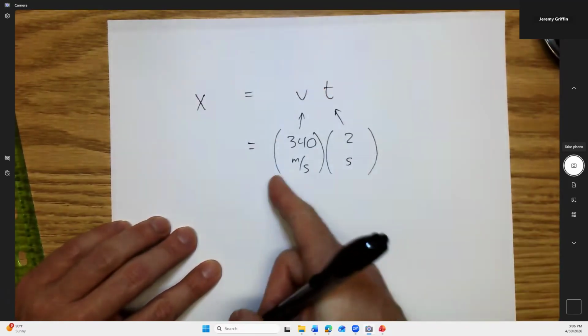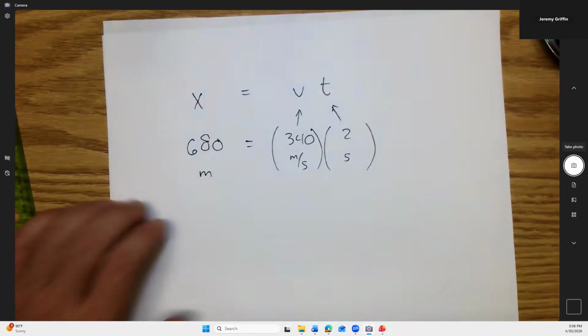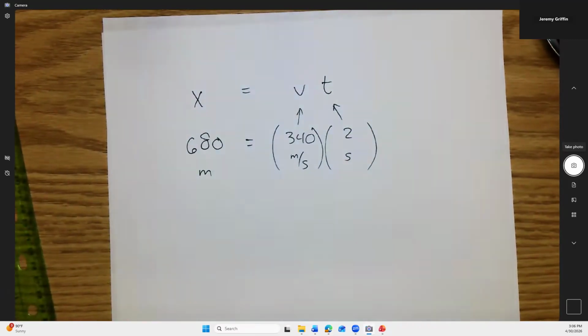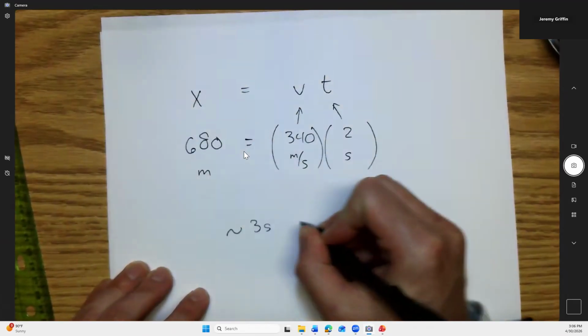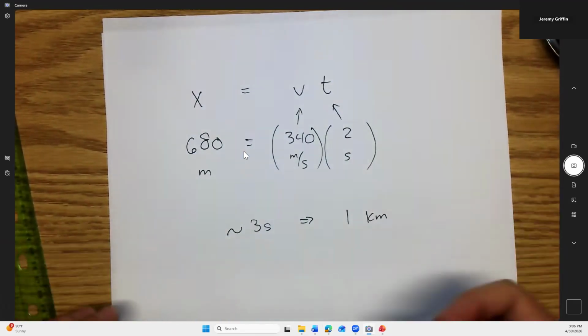That means 680 meters away is the lightning strike. 680 meters. Okay. Guys, good rule of thumb. If I put 3 seconds right here, would this come out to very, very close to 1,000 meters? Not exactly, but very close. So every 3 seconds, I'll jot this down too. Approximately 3 seconds corresponds to 1 kilometer between the lightning and the thunder.